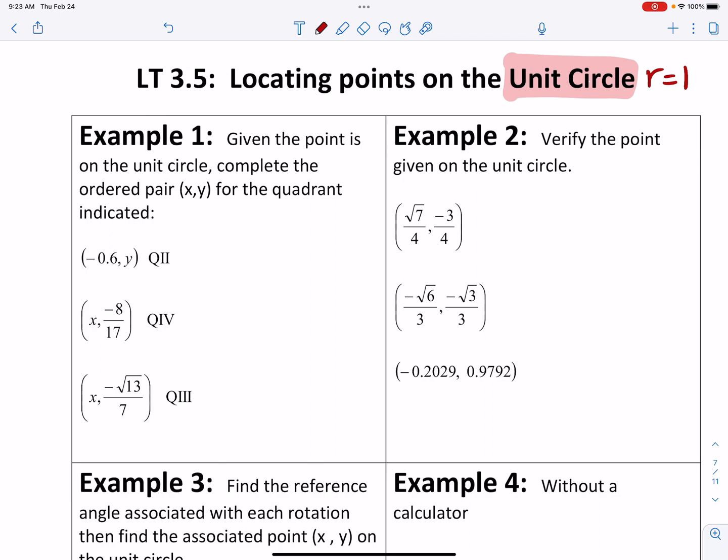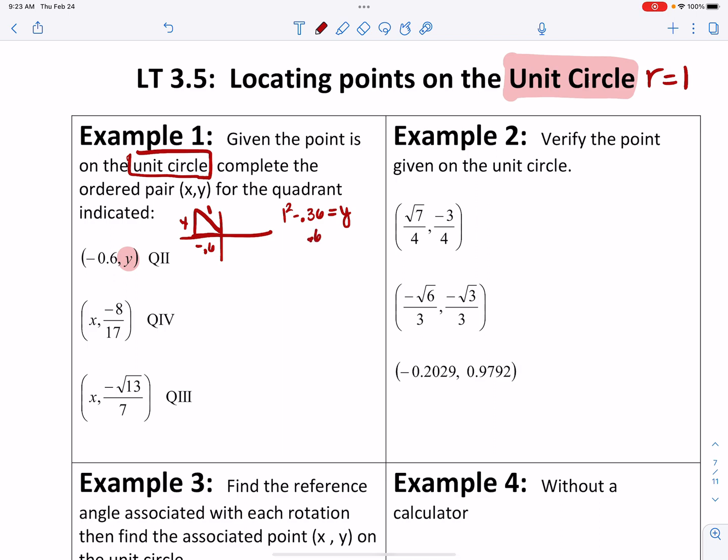So anyway, if I look at this first one, it wants me to find the missing coordinate. So I want to find y, and I'm telling you that I'm in quadrant 2. So if I'm in quadrant 2, this is a negative 0.6, this is y, and this is my hypotenuse, which is 1 because I'm on the unit circle. It says right there. So I'm going to do 1 squared minus 0.6 squared. So that's going to be minus 0.36, and that equals y.